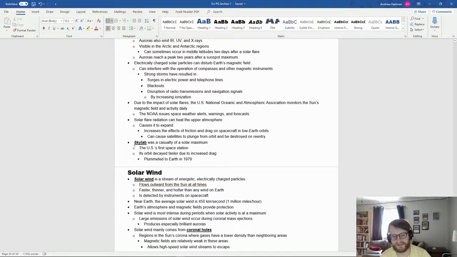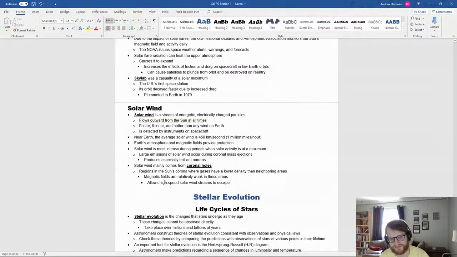And the example they bring up is Skylab, the U.S.'s first space station, which I think there's a space race section on later. Its orbit decayed too fast due to increased drag, so they couldn't necessarily calculate what was going to happen to it, or the calculations they had were all of a sudden nullified by the expansion of the atmosphere. So Skylab plummets to Earth in 1979.